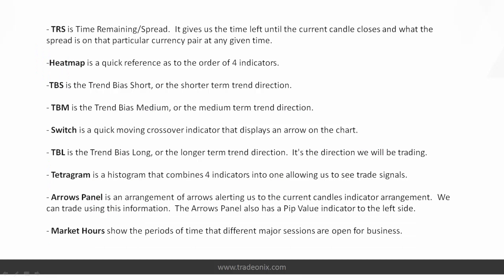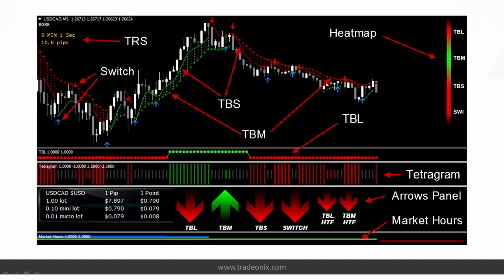And then finally, we have the market hours. Now this shows the periods of time that different major sessions are open for business. At the very bottom, we have horizontal, dark blue, light blue, green, dark red, and bright red. There are different sessions around the world. Because we're doing Forex trading, we are trading different countries' currencies. Now, one country's operational business hours are not the same as another country's.